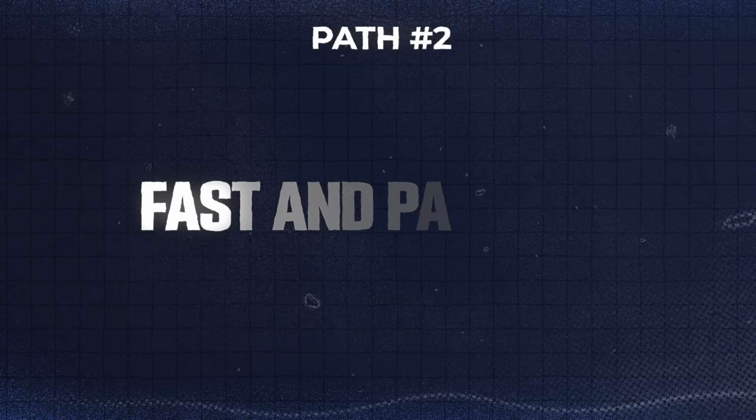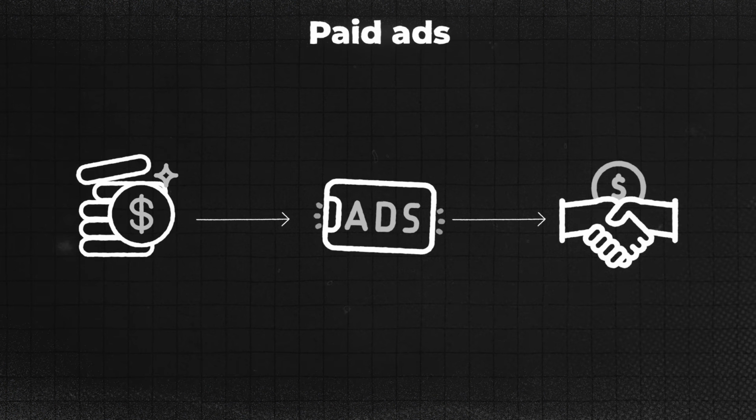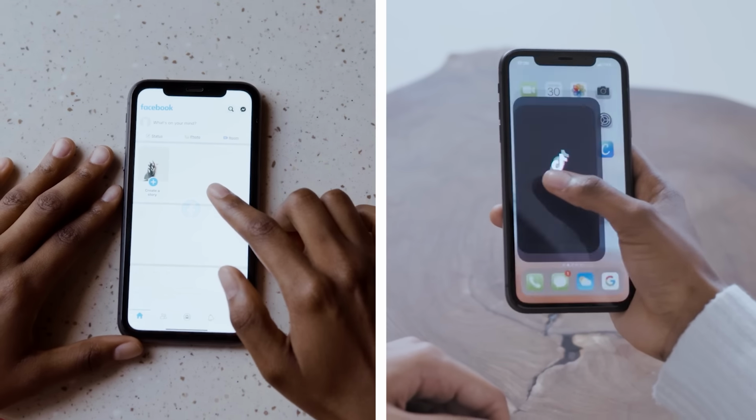Now, the second option is the fast and paid way. And this is when you start using paid ads in order to generate leads. So you could use channels like Facebook ads or TikTok ads.